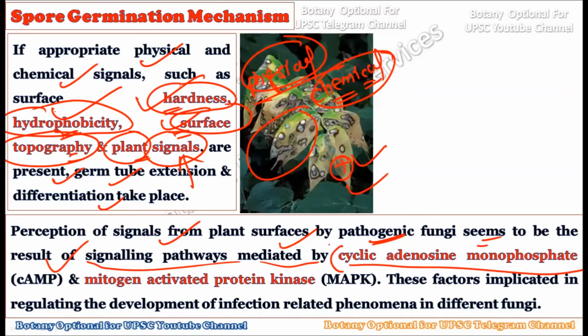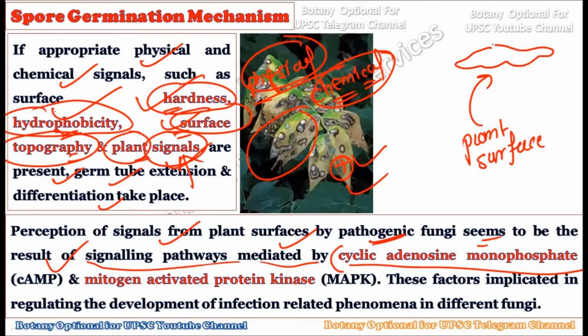Okay. So whatever chemical signals are coming right from the plant surface to the germ tube, these signals are transferred by signaling pathways. Okay. And what are the two signaling pathways which are essentially involved in this signal transfer? The very first is cyclic adenosine monophosphate, that is cAMP. Then the second one is the mitogen activated protein kinase, that is MAPK. Okay. So two signaling pathways are there which are responsible for transferring the chemical signal right from the plant to the spore, or say the germ tube.